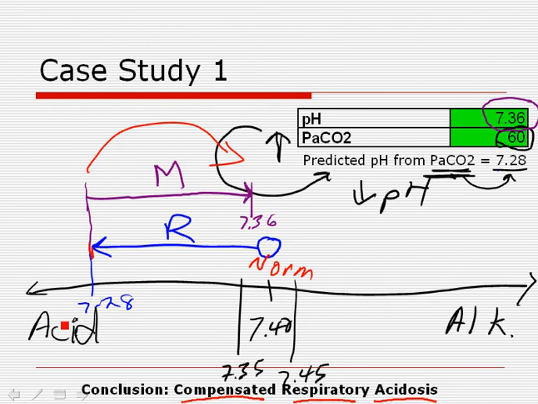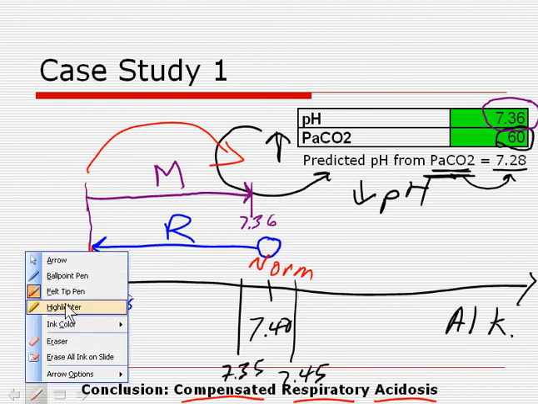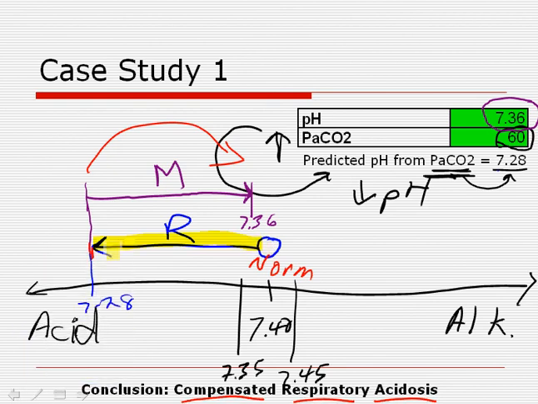The major effect is the respiratory component. Look how long of a vector that is. So that's how I came up with the compensated respiratory acidosis. The metabolic effect is slightly less, but it's important because it's bringing me back. It's the compensation factor that's getting me back so my body is within that normal zone for a pH. This would be consistent with a patient with COPD, for example.